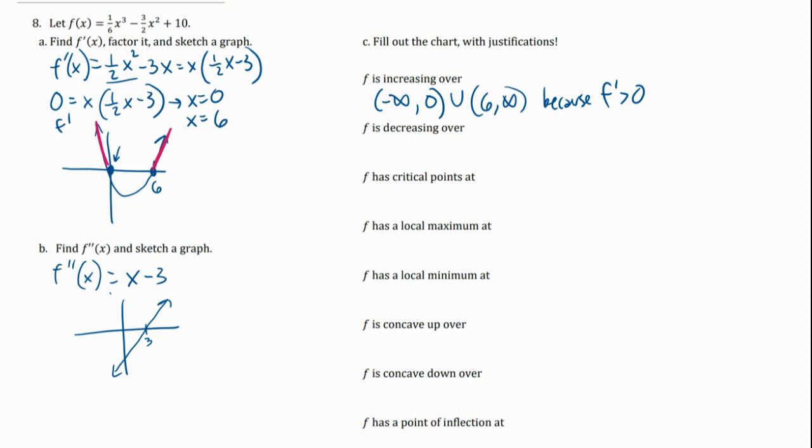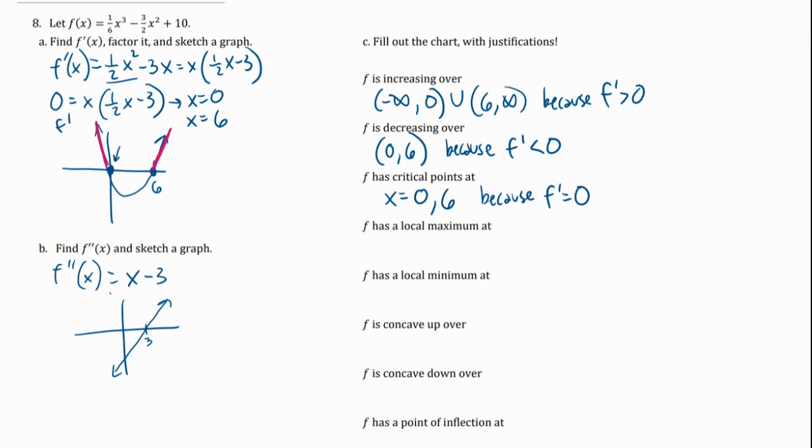All right, where's f decreasing? That's when f prime is negative. So that's between 0 and 6 because f prime is negative. f has critical points at x equals, so critical points are where f prime is equal to 0 or undefined, and that happens at 0 and 6 because f prime is equal to 0.